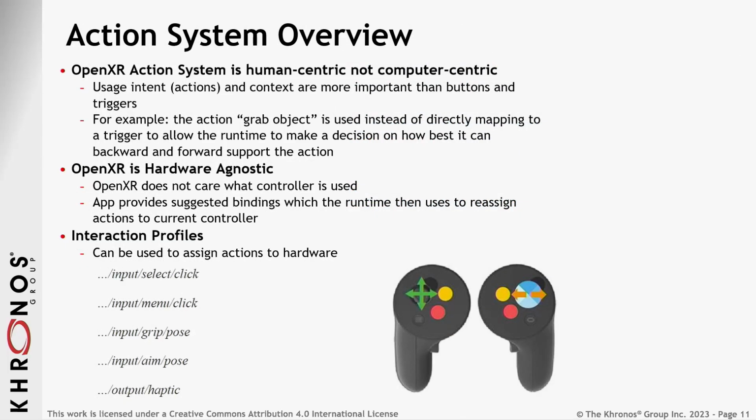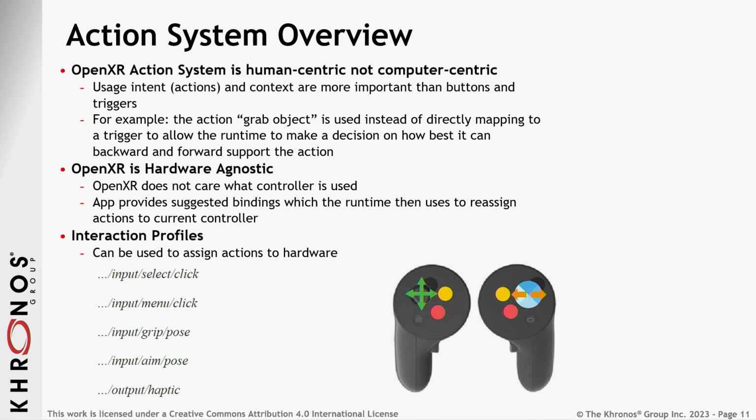So here's an overview of the action system. We decided, well, the people before me decided to make it human-centric and not computer-centric. So if you think of a standard such as HID, for example, the human interface device with USB, you're able to manipulate buttons directly. OpenXR decided, let's abstract away the hardware. Let's make it such that the developer doesn't need to care about the hardware. They only need to care about what it's doing.